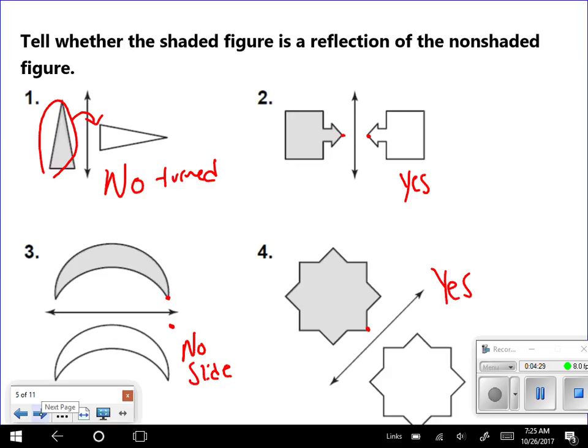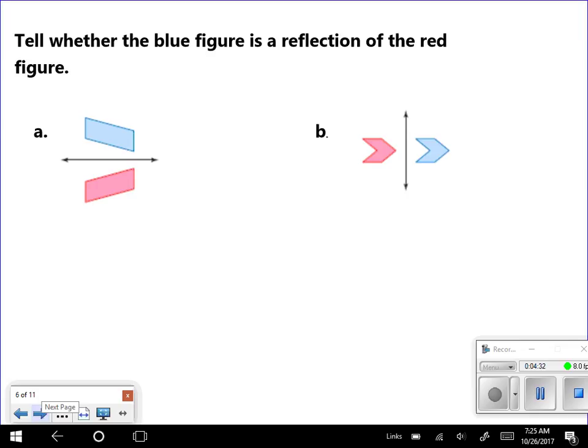Okay? Again, you don't have to draw these two. I'm just going to talk about them. Tell whether the blue figure is a reflection of the red figure. Did this one flip over this line? So your point here should be your point here, and then so on and so forth. It does in fact look like that would have flipped over the line. What about here? Did this flip over this line? No, because they would be facing each other, right? This would be the arrow going that way if it flipped over that line. So this is no. It just did some sliding action.